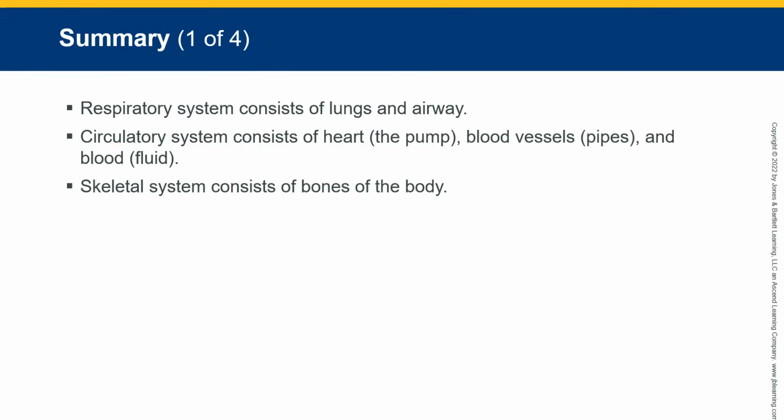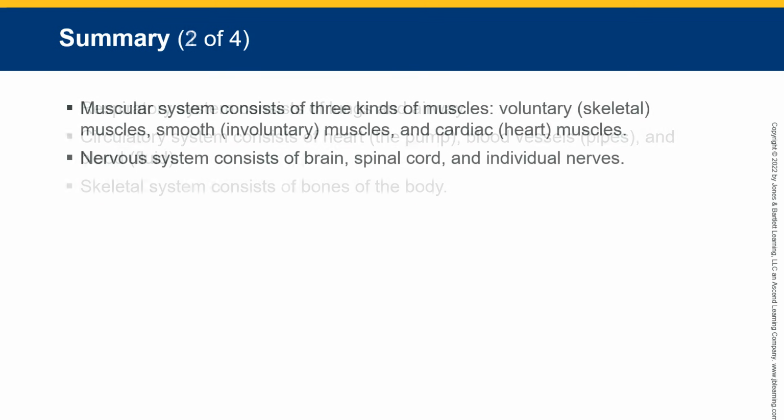All right, so that is Chapter 6, the human body. Here are the top 4 slides of things that you need to know. For the respiratory system, it's the lungs and the airway. For the circulatory system, it's the heart, which is the pump, the blood vessels, which are the pipes, and the blood, which is the fluid. Skeletal system consists of those bones that we talked about. We don't need to know any more than those.